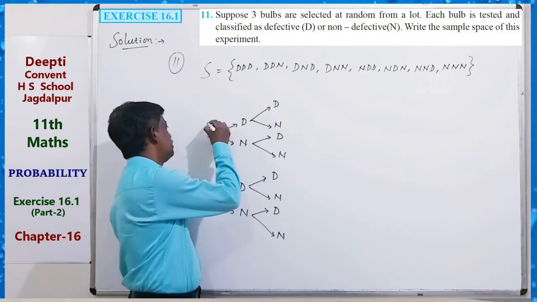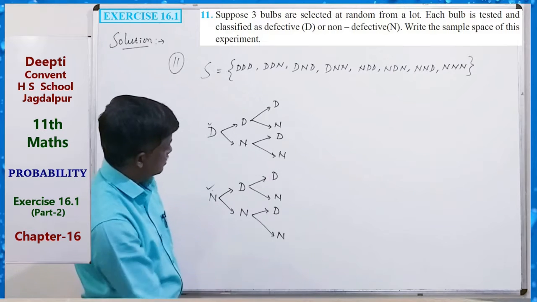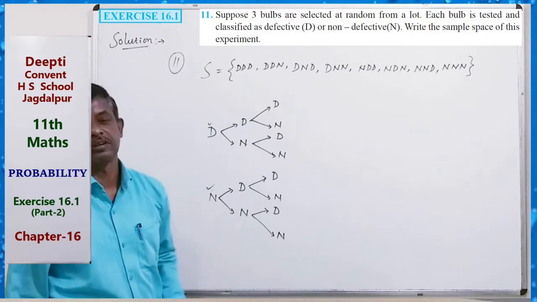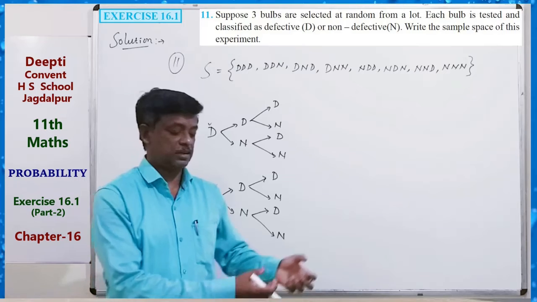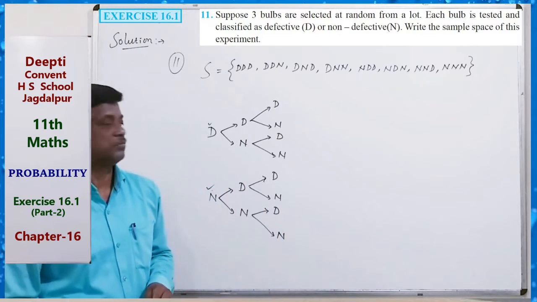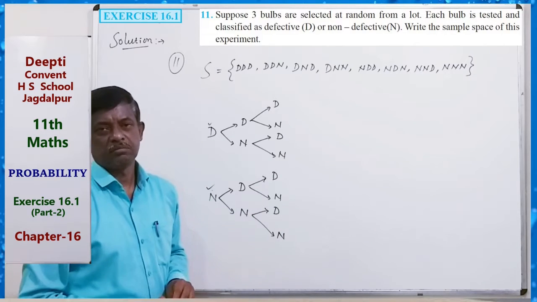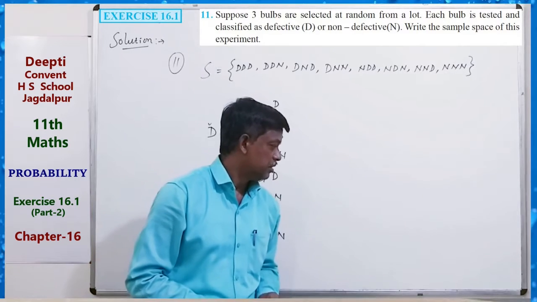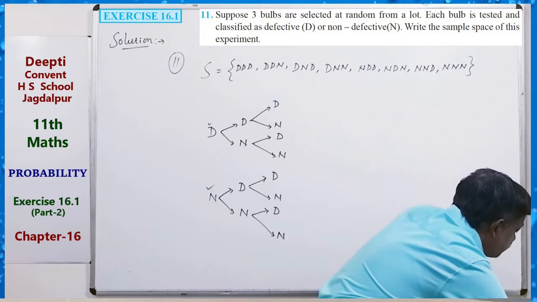If defective is denoted by D and non-defective is denoted by N, then by using this type of diagram, you can write the sample space for the experiment. What is the experiment? Just selecting 3 bulbs from a lot, where D is for defective bulbs, N is for non-defective bulbs. Each ball is marked as either defective or non-defective. Okay. So take question 12 here.